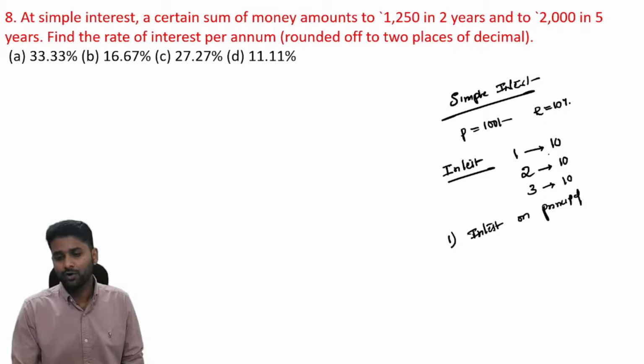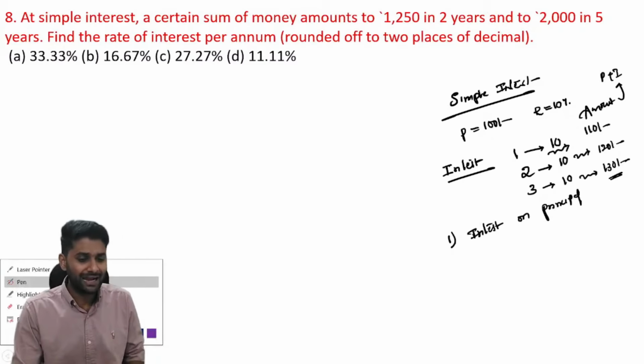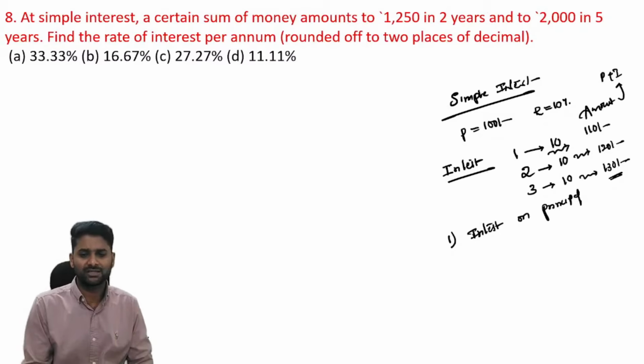For example, if you want to settle the total amount at the end of 1 year, how much do you have to pay? 110 rupees. If you want to pay at the end of 2 years, you have to pay 120. If you want to pay at the end of 3 years, you have to pay 130. This is all about amount. Amount includes principal and interest. The amount keeps changing every year because the interest amount is added. So this is the basic concept you should understand.